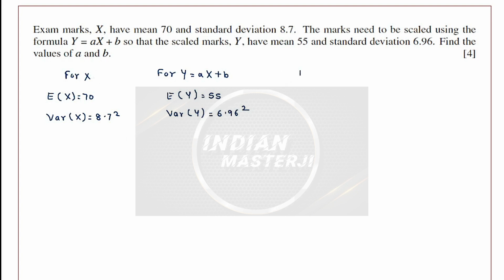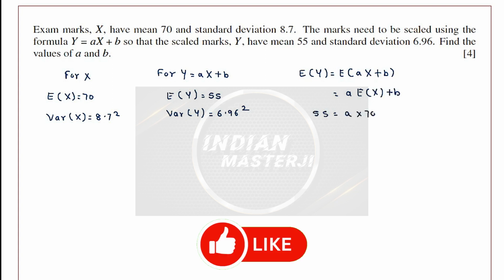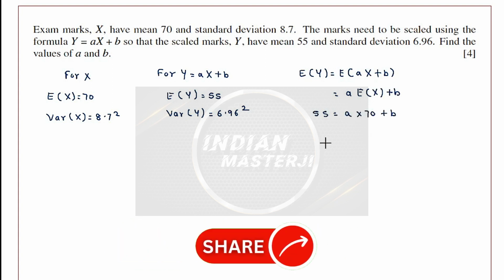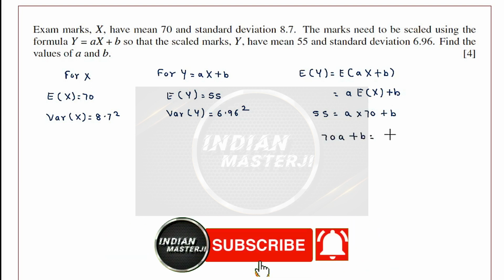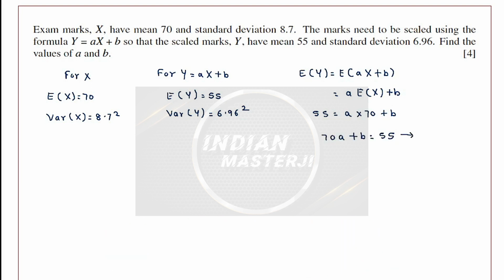Now what do we know? We have studied that mean of y will be mean of ax + b, and this mean of ax + b I can write as a times mean of x plus b. Correct? So therefore can I write this as 55 is equal to a into 70 plus b, or in other words 70a + b = 55, and I'll call this equation number 1.